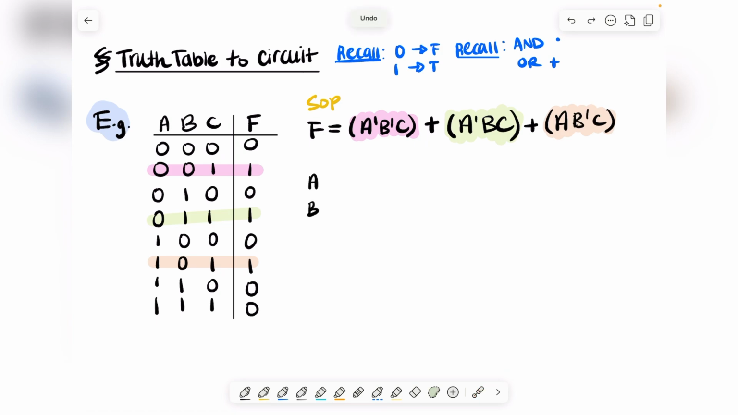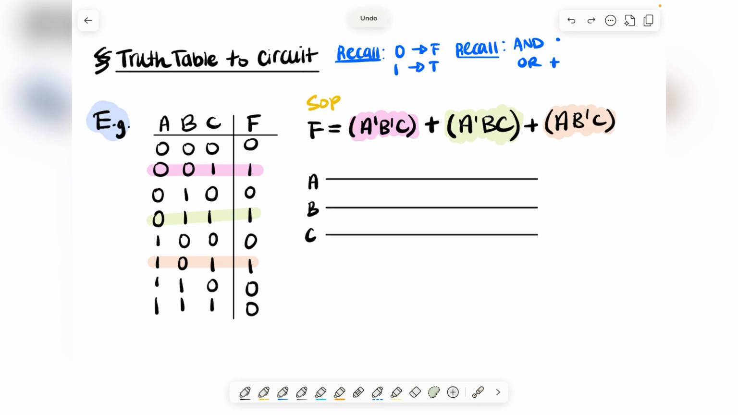So I'm going to do A, B, and C, and I'm going to do a line for each of them. And then I'm going to draw a little dot, and then I'm going to extend the line, but I'm going to add a NOT gate. So this is going to represent A prime, because I'm taking the opposite of A.